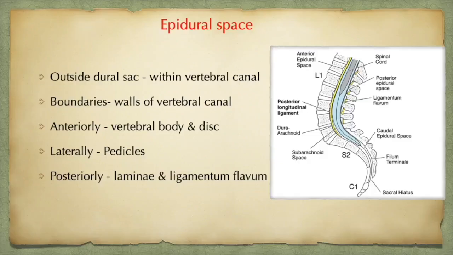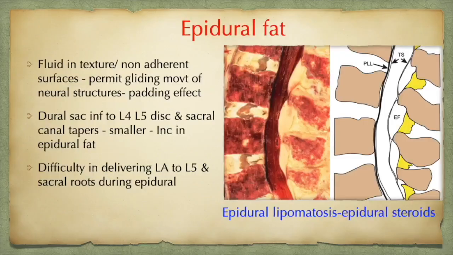The epidural space is a space outside the dural sac but within the vertebral canal. The boundaries are the walls of the vertebral canal. Anteriorly, you have the vertebral body and the disc, laterally the pedicles, posteriorly the lamina and the ligamentum flavum. This picture shows the epidural fat. The epidural fat is usually fluid in texture. It has non-adherent surfaces. It permits gliding movement of the neural structures, producing a padding effect.